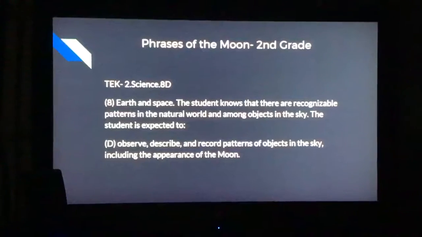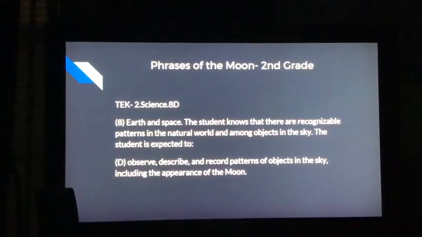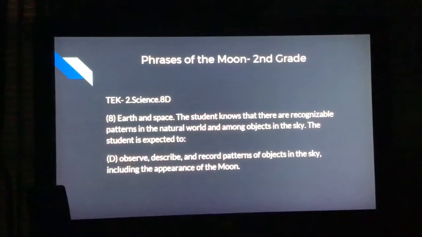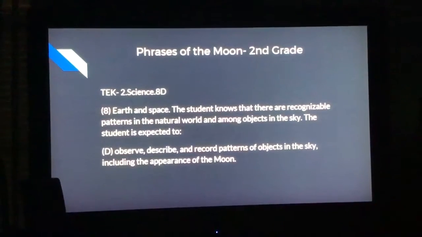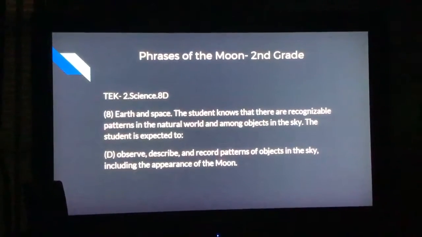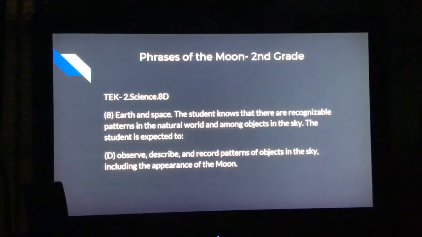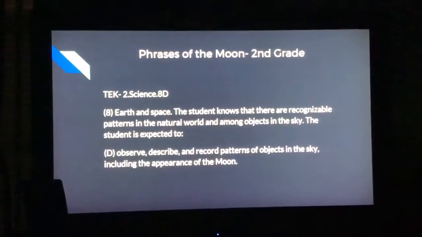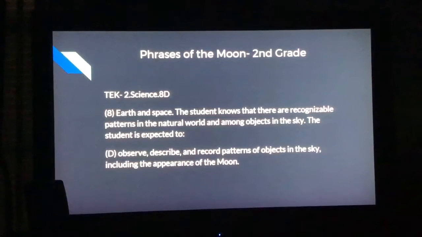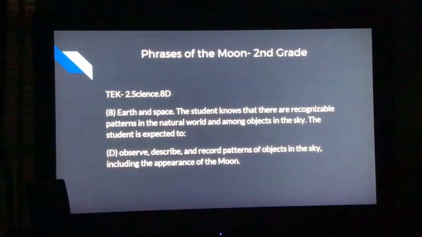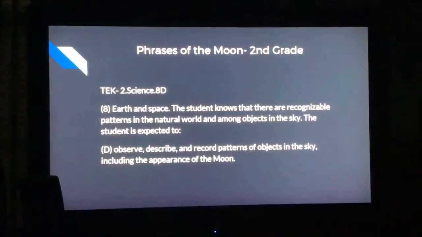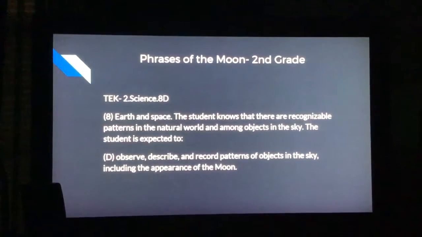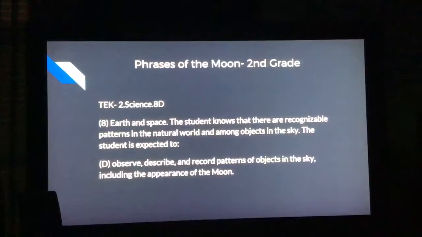And since we are second grade, I'm going to be basing it off this TEK, okay? It's basically saying the students know that there are recognizable patterns in the natural world among objects in the sky. The student, which is you, is expected to observe, describe, and record patterns of objects in the sky, including appearances of the moon. And that's exactly what we're going to be learning about.